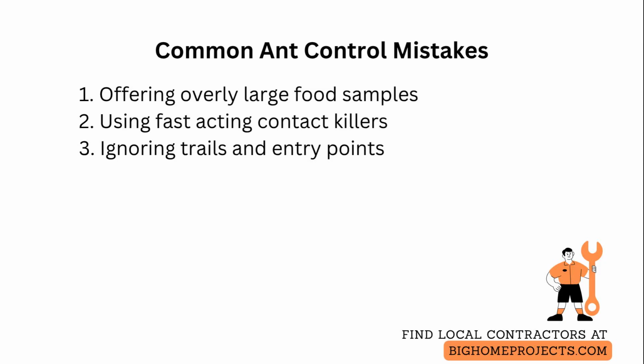A third problem is ignoring the trail and entry points. If you do not follow where the ants go, you will miss nests and re-entry pathways. So always trace trails back to their origin and seal or treat those locations while maintaining baiting.